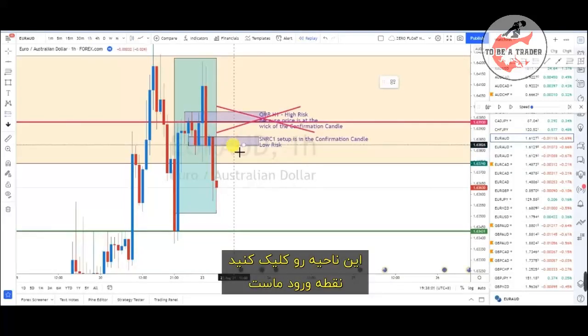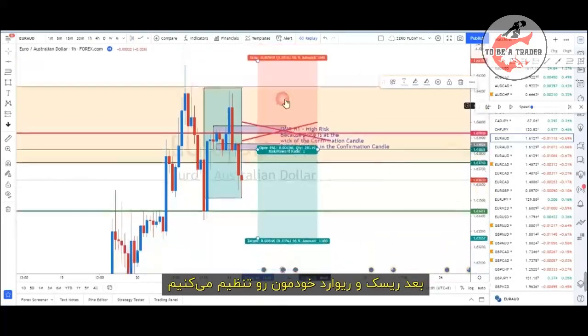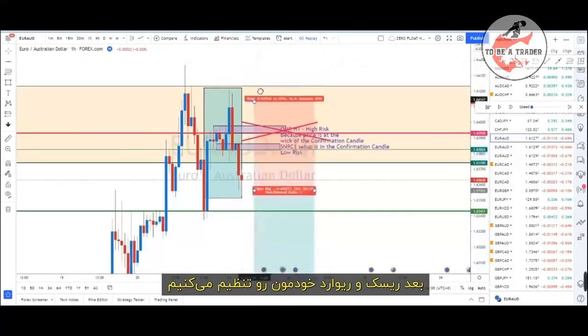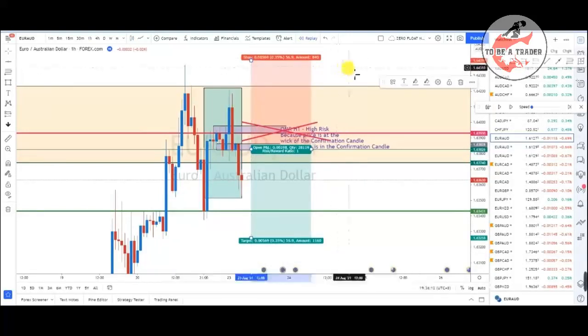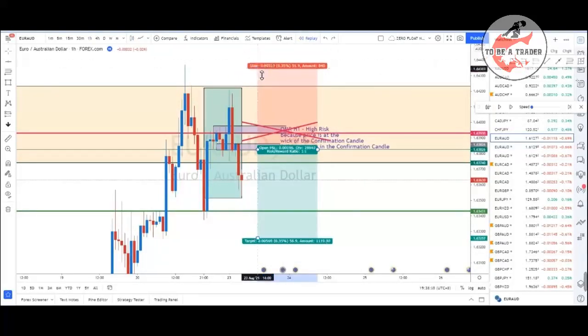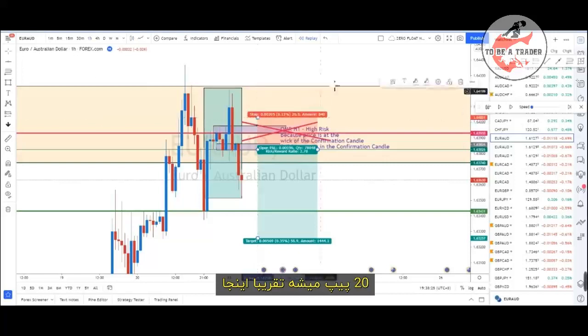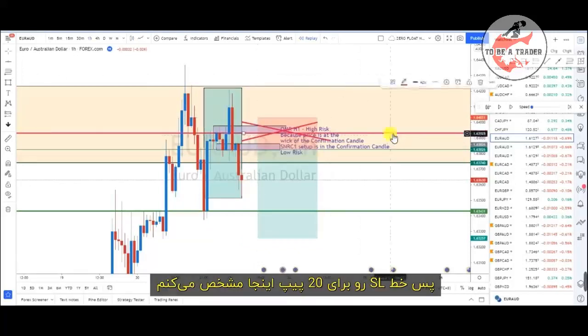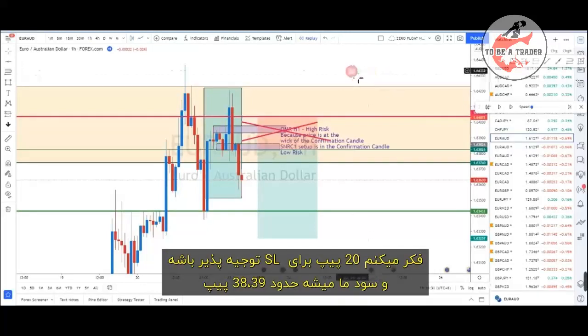Click this area, our entry point. There we go. Next, we shall adjust our risk and reward. So let's say we're going to risk around 20 pips. 20 pips will be around here. Okay, so I'm going to set this SL line. Instead of here, I'm going to move here 20 pips. I think 20 pips for SL is considerably justified.